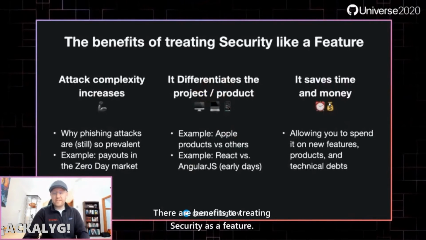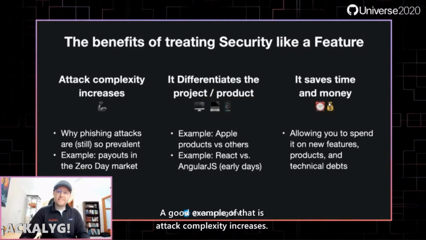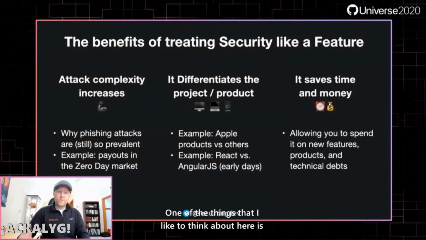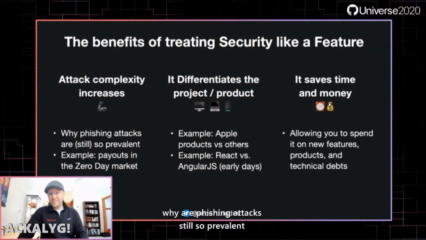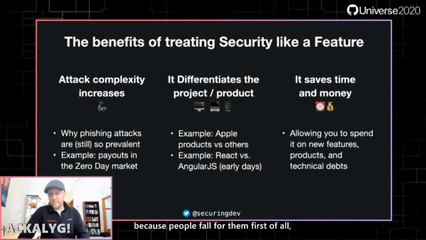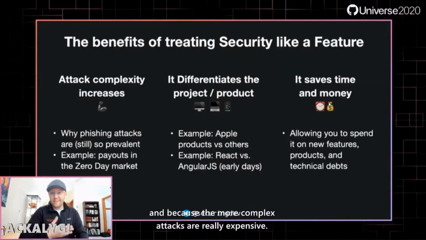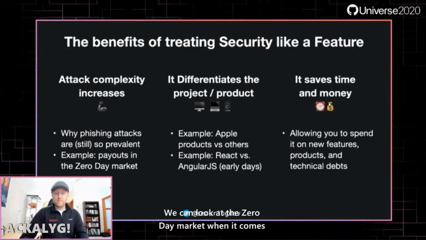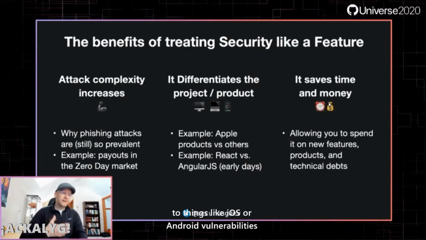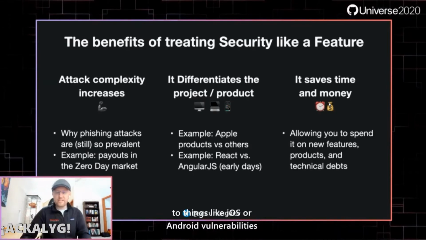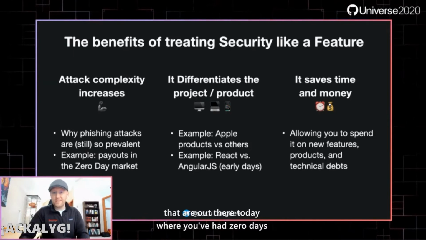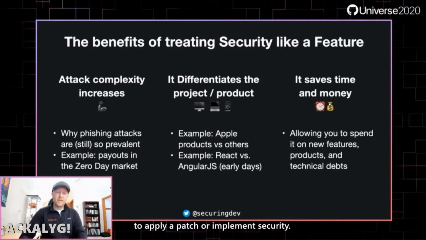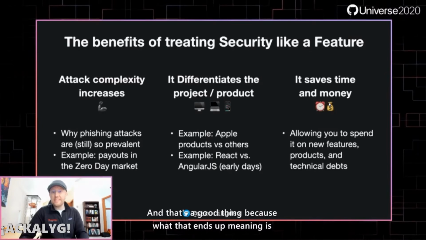There are benefits to treating security as a feature. A good example of that is attack complexity increases. One of the things that I like to think about here is, why are phishing attacks still so prevalent? Because people fall for them, first of all, and because the more complex attacks are really expensive. We can look at the zero-day market when it comes to things like iOS or Android vulnerabilities that are out there today, where you've had 0 days to apply a patch or implement security. And quite frankly, those costs are going up, and that's a good thing.